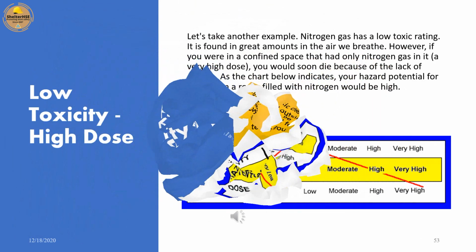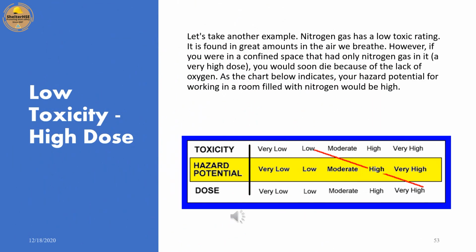Let's take another example. Nitrogen gas has a low toxic rating. It is found in great amounts in the air we breathe. However, if you were in a confined space that had only nitrogen gas in it, a very high dose, you would soon die because of the lack of oxygen. As the chart below indicates, your hazard potential for working in a room filled with nitrogen would be high.